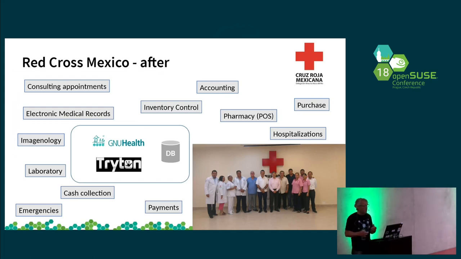They have cash collection payments, they have the whole accounting, the pharmacy, they can manage the purchasing process for all kinds of products they're using in the hospitals with GNU Health. So this is also a very successful implementation, and I think it influenced as well the state of Morelos in Mexico, which has chosen GNU Health to be their public health system.